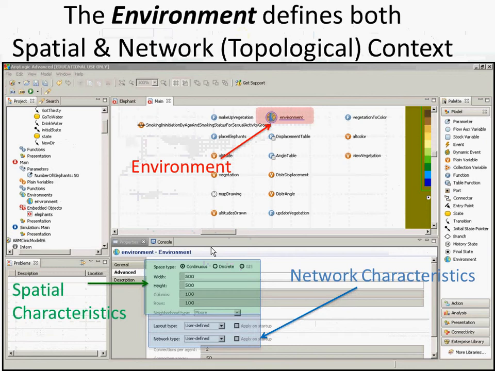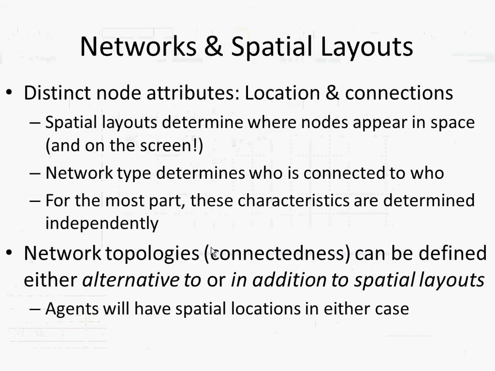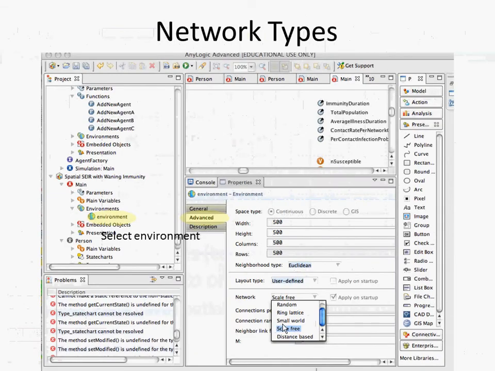The environment lays out spatial characteristics, whether we consider space continuous or discrete, whether we make use of a network, and we can make use of several network types, and as well several neighborhoods for discrete space. I'm not going to have time to go into these things in great detail here, but in AnyLogic, there are several types of networks supported. Distance-based was the type that we used. You can also have a ring lattice or a small world or a scale-free network, as well as a random network, what might be called an Erdos random network, a Poisson random network, or a Bernoulli network. You'll hear those are all names for this type of random network.